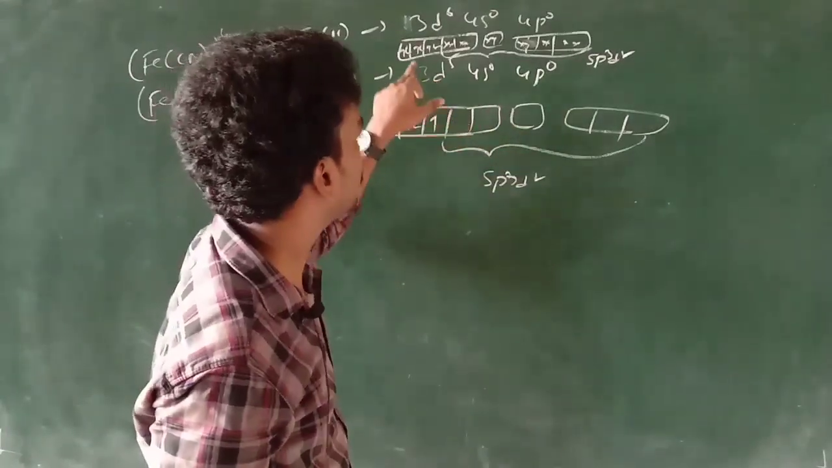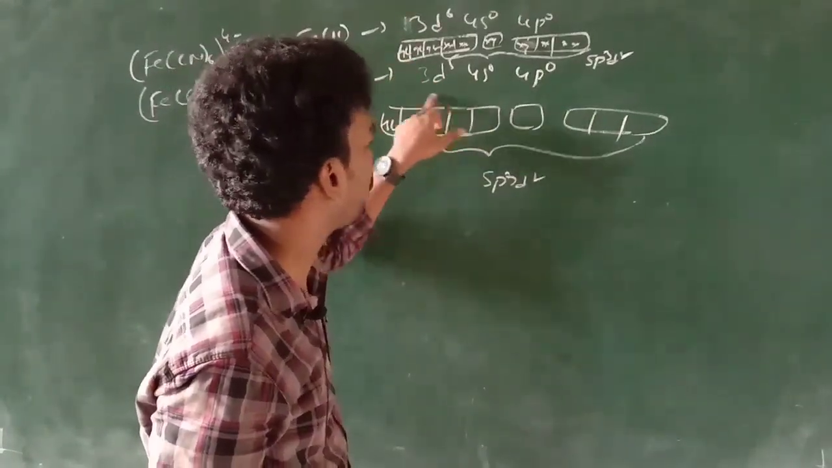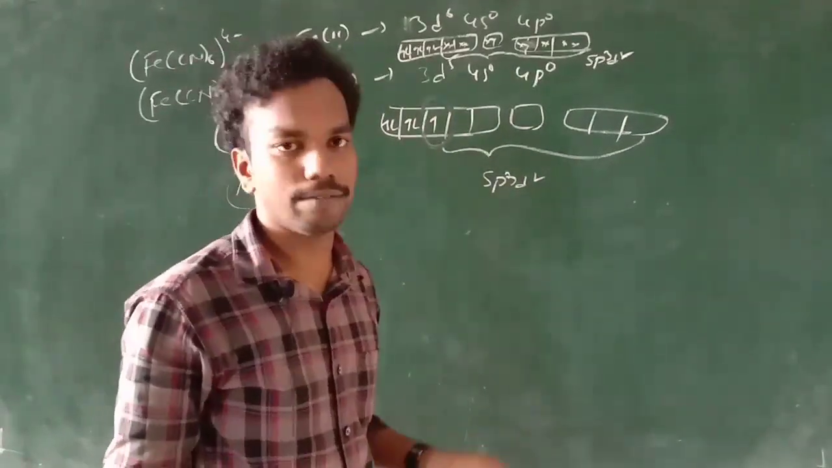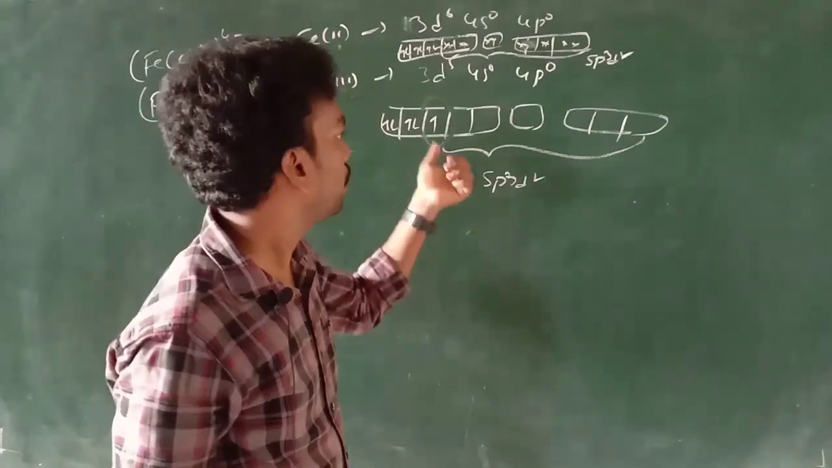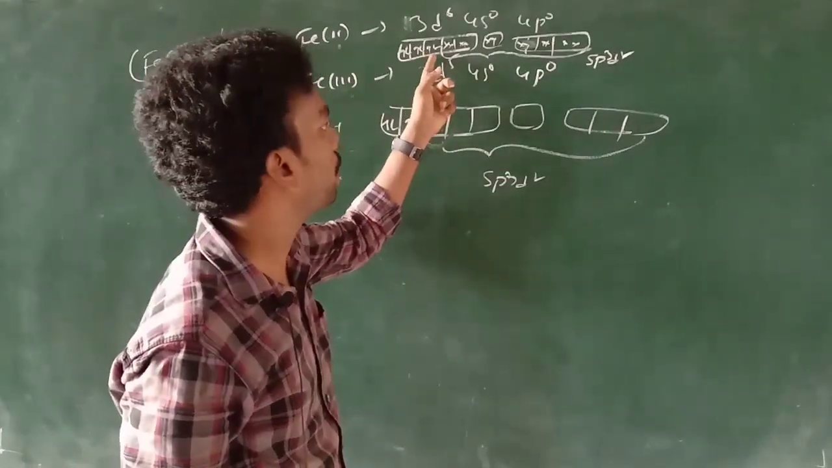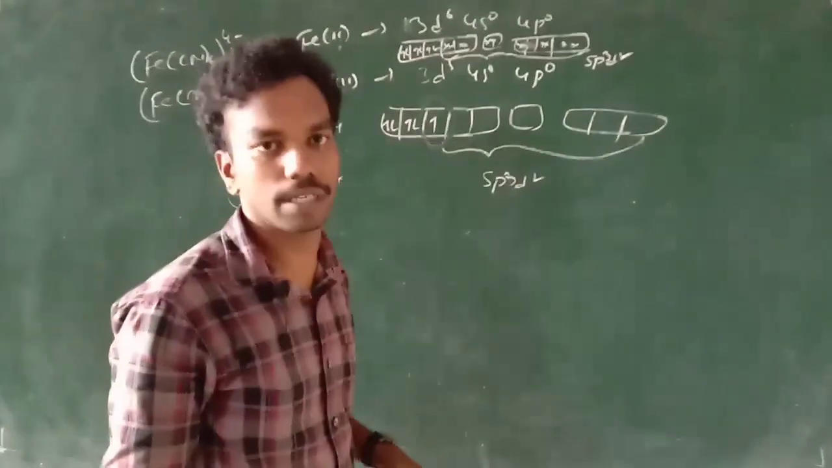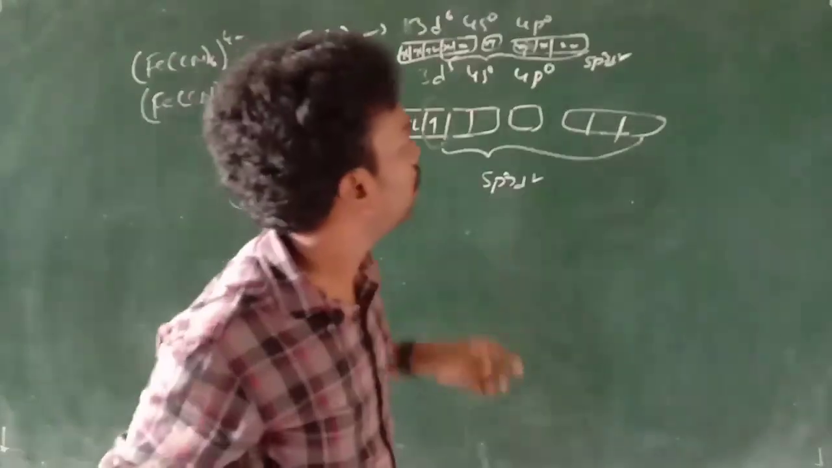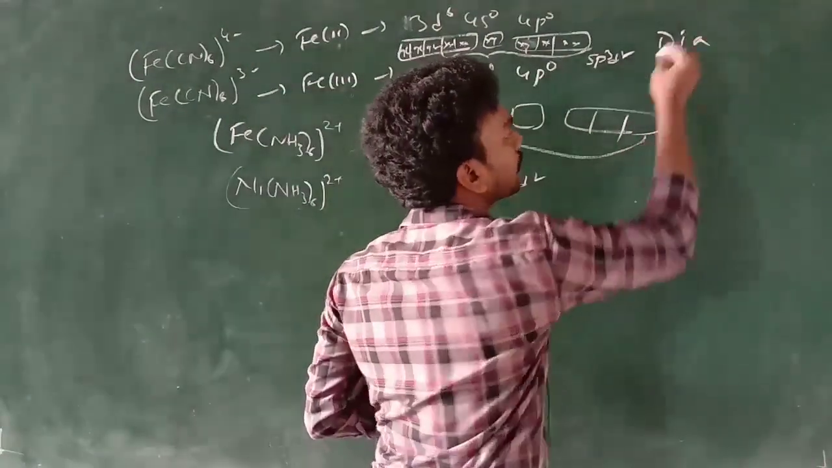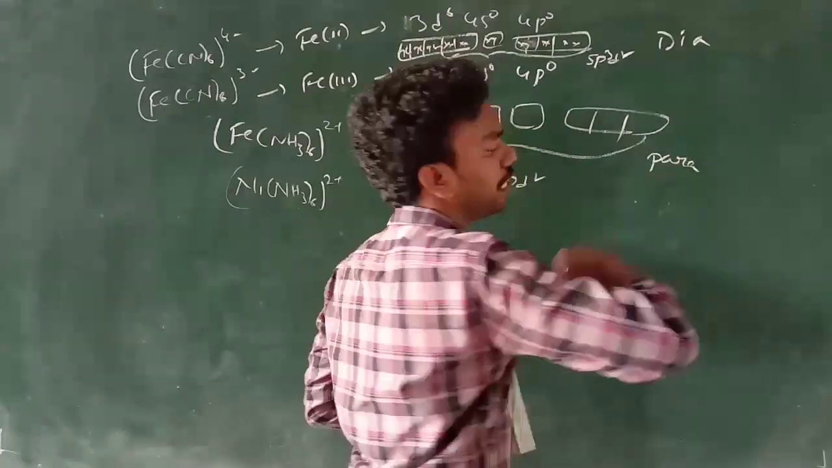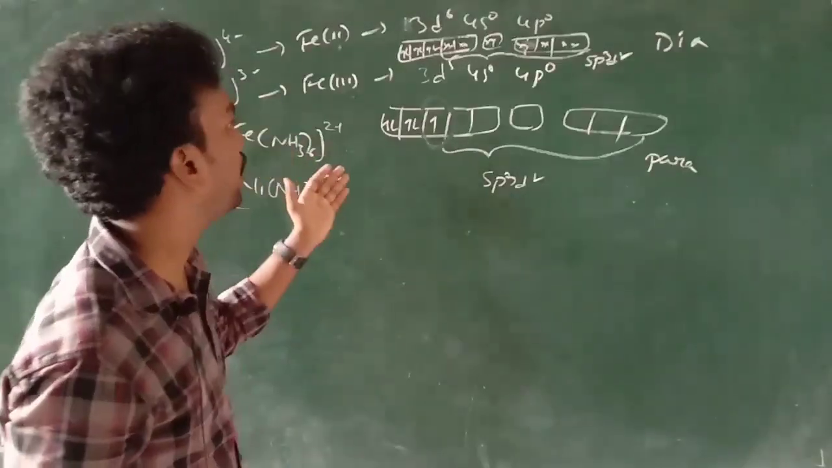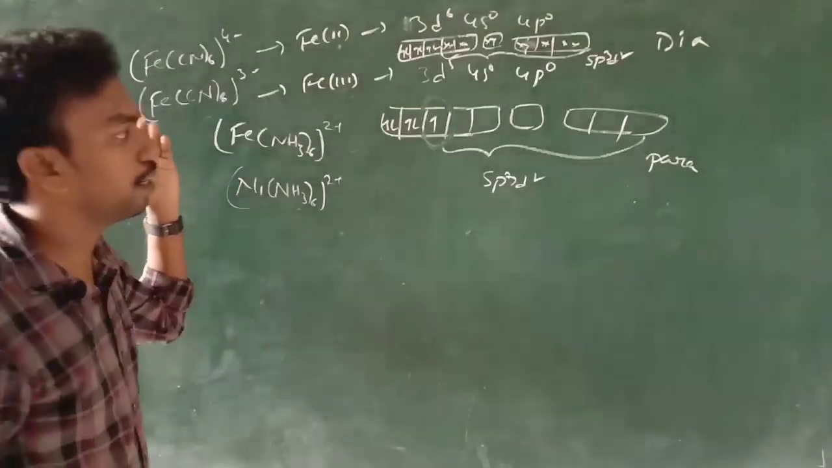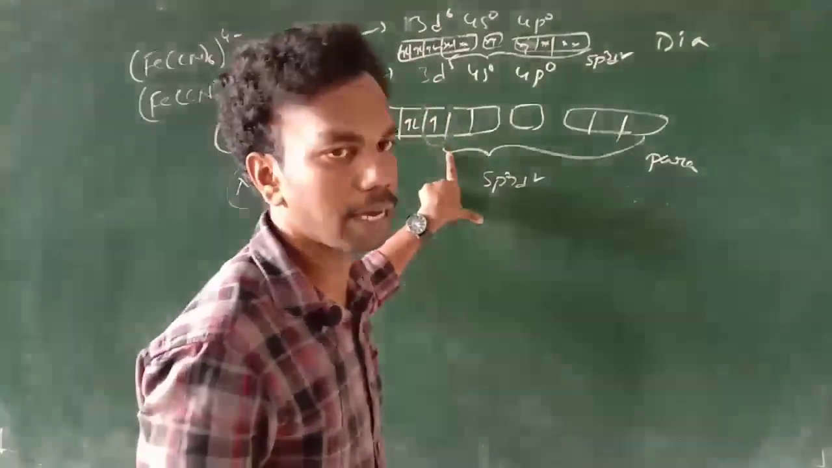Now, the difference is that here we have one unpaired electron, which means this complex has around 1.73 Bohr magnetons of magnetic moment. Here it is 0 magnetic moment, because we are not having any unpaired electrons. So this complex is diamagnetic and this complex is paramagnetic. The difference is the magnetic nature: same sp3d2 hybridization, same octahedral geometry, but one complex is dia and the other is para.